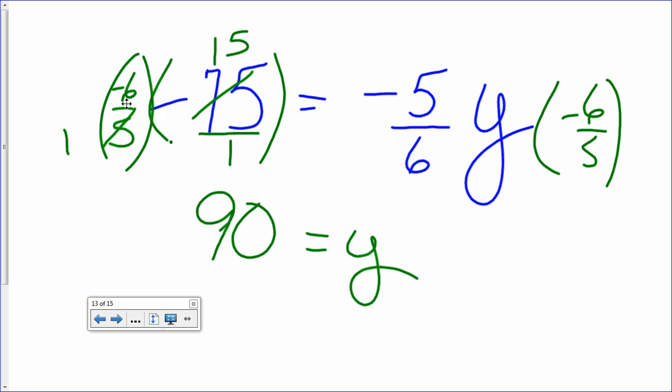Now we end up with negative 6 times negative 15, which is positive 90, over 1 times 1, which is 1. We don't need to write the over 1 here. We can just write it as 90. And then here, our reciprocal is going to cancel the 5/6 out and leave us with 1 times y. So our answer in this case is 90.